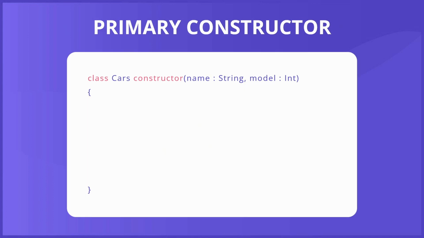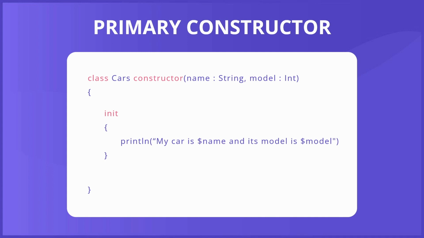The primary constructor is a part of the class header, and it goes after the class name and optional type parameters. If the primary constructor does not have any annotations or visibility modifiers, the constructor keyword can be omitted. The primary constructor cannot contain any code. Initialization code can be placed in initializer blocks prefixed with the init keyword.